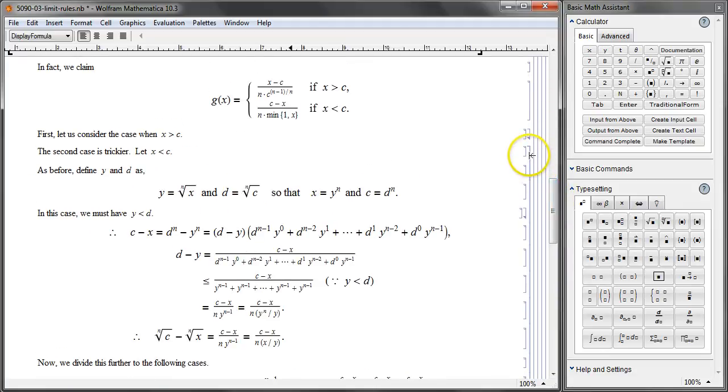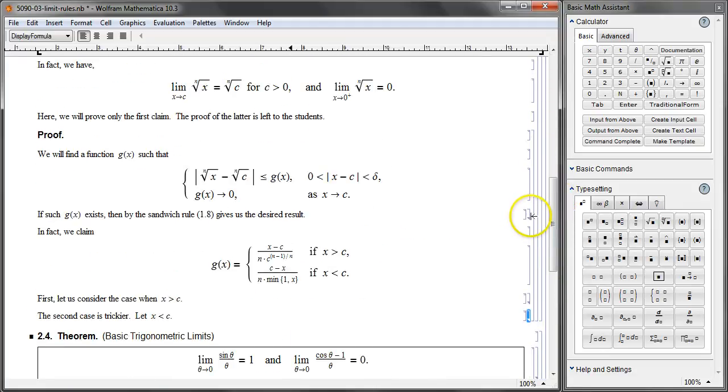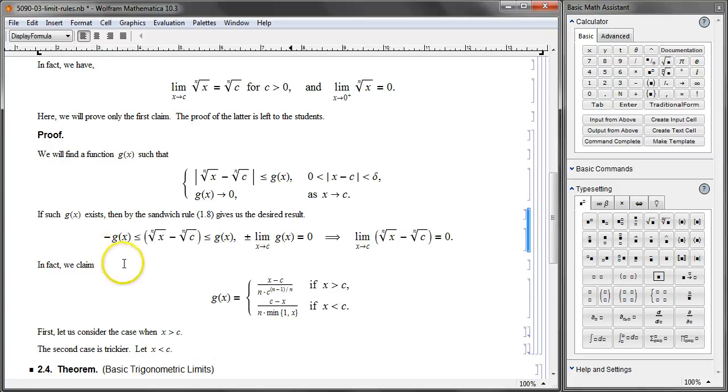So what's the consequence? Well, kind of like this. The nth root of x minus the nth root of c is captured between negative g of x and positive g of x, and g of x goes to 0 as x approaches c, whether it's this one or that one. Consequently, what do we have? The limit of the nth root of x minus the nth root of c is equal to 0, so flipping one to the other, the limit of the nth root of x is equal to the nth root of c. We get that.